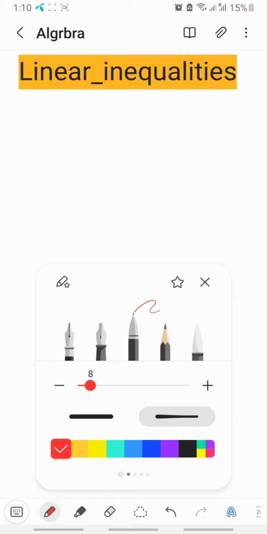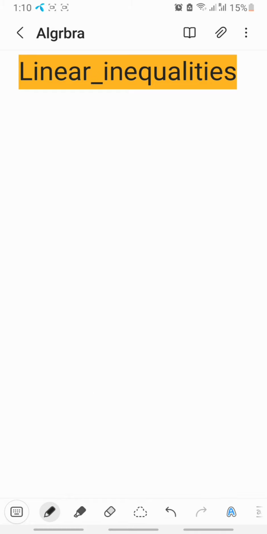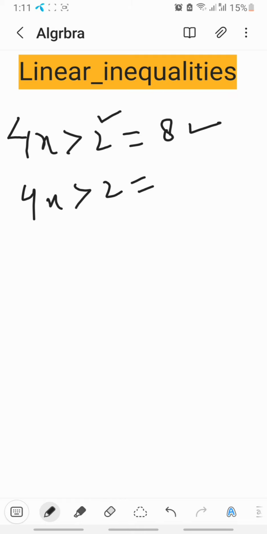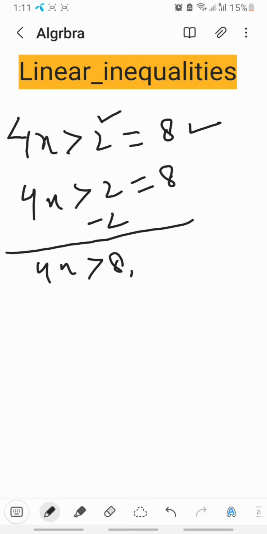Let's say we have the question 4x + 2 > 8. As in the previous method, just remove this 2, which is the constant after the variable. We subtract 2 from both sides, so we get 4x > 8, and x > 8/4. So x is greater than 2.